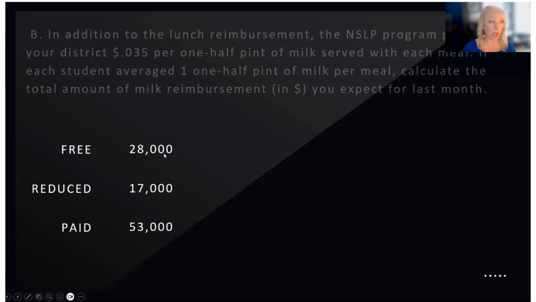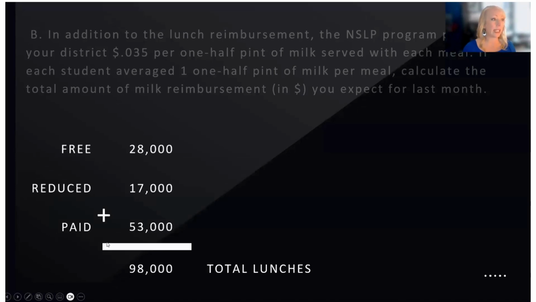We served 28,000 free lunches, 17,000 reduced, and 53,000 paid lunches, but we need to find out the total amount of lunches because the government paid us an amount for all lunches. They didn't break it down into different categories. We've got one price. So first, we need to add these amounts together. When we add the amount of lunches, we find that we served a total of 98,000 lunches last month.